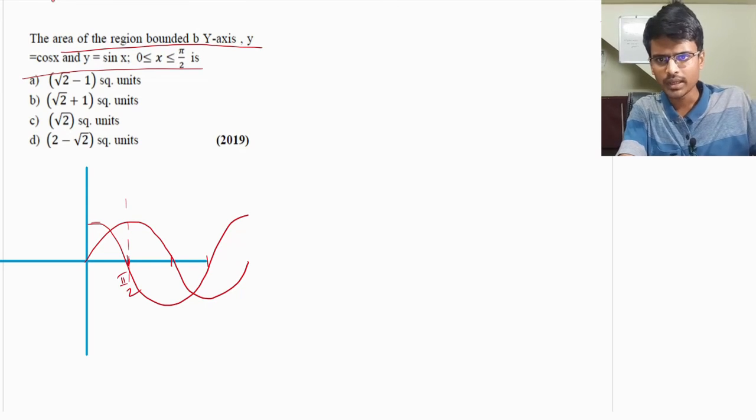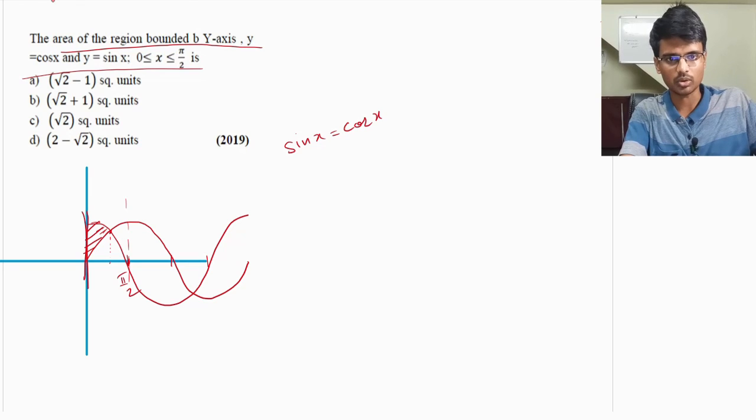Okay. Area of the region bounded. They are asking us bounded with y-axis. This is my y-axis. So the region of interest is this thing, right? Only this region I have to find out. So I need to find out this point, right? So when is sin x equal to cos x? For which angle is sin x equal to cos x? Tell me.